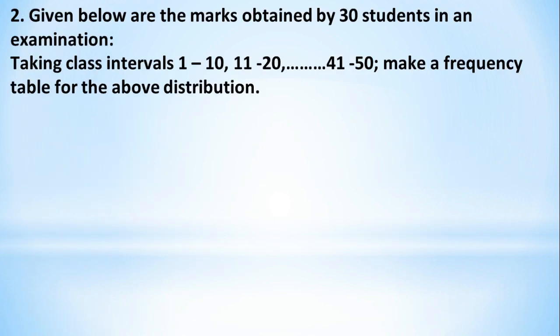Question number 2. Given below are the marks obtained by 30 students in an examination, taking class intervals 1 to 10, 11 to 20, up to 41 to 50. Make a frequency table for the following distribution. Note down the values in your textbook, children. In this, we need to consider the class intervals as 1 to 10, 11 to 20. Recognize what type of class interval. It is an inclusive class interval. Here, the lower limit will not coincide with any of the upper limits. They are entirely different. Just look at the table.